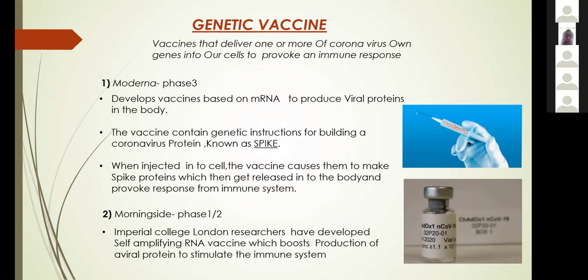When injected into cells, the vaccine causes them to make spike proteins, which then get released into the body and provoke response from immune system. Next one is Morningside phase 1 and 2. Imperial College London researchers have developed self-amplifying RNA vaccine which boosts production of a viral protein to stimulate the immune system.